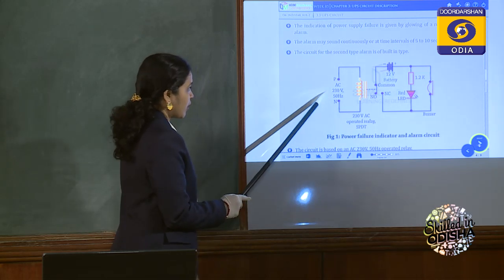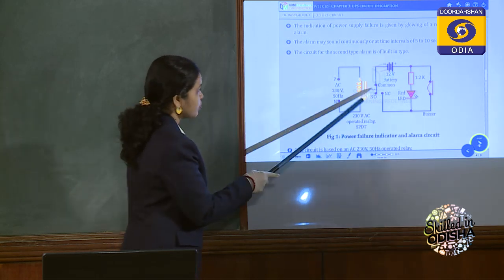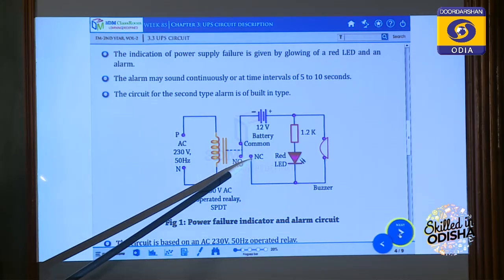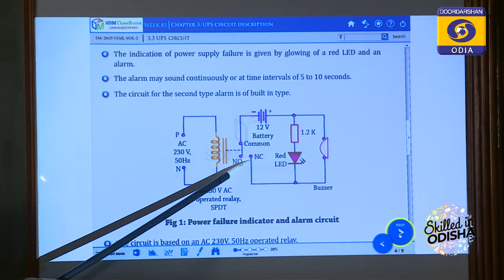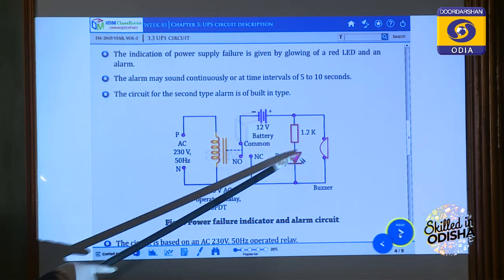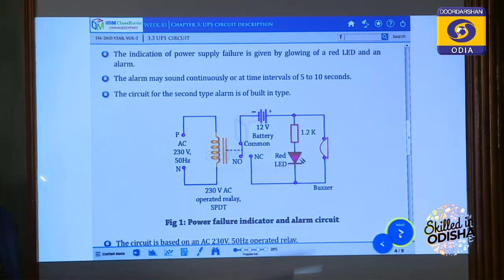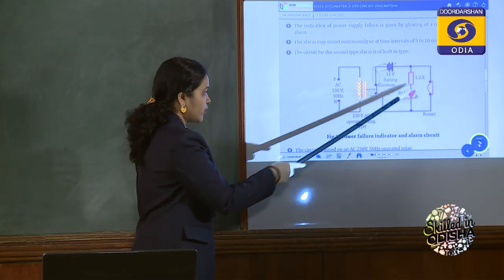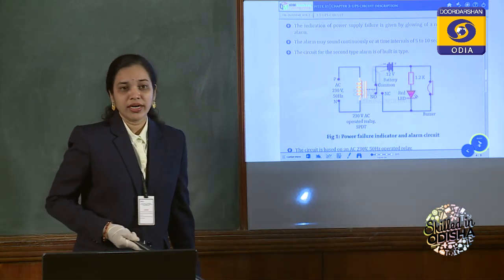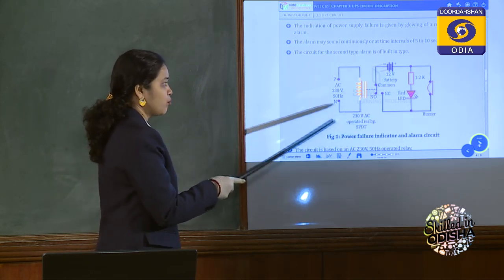But when the power is off, when the AC mains is off, when we are not getting the AC mains, at that time the common is connected to NC, that is normally closed. When common is connected to NC, the LED and buzzer both get voltage from the 12 volt battery and are energized, and we can see the glow of the LED light and hear the buzzer sound, by which we know that power is not available or the power has failed. This is the circuit diagram of the power failure indicator and alarm mode.